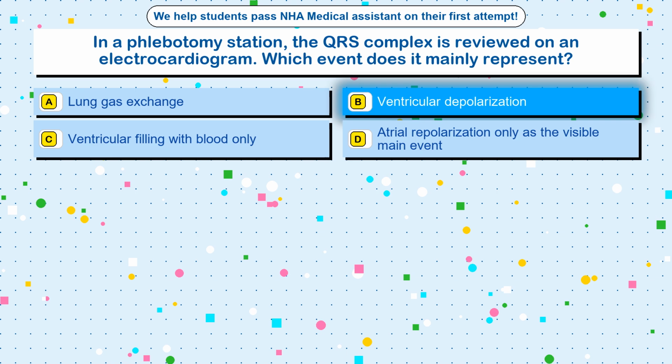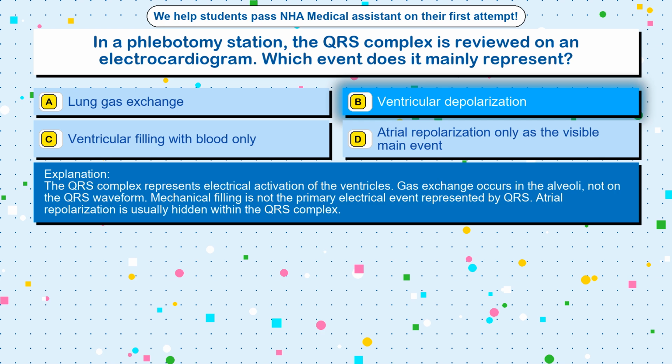The correct answer is option B, ventricular depolarization. The QRS complex represents electrical activation of the ventricles. Gas exchange occurs in the alveoli, not on the QRS waveform. Mechanical filling is not the primary electrical event represented by QRS. Atrial repolarization is usually hidden within the QRS complex.